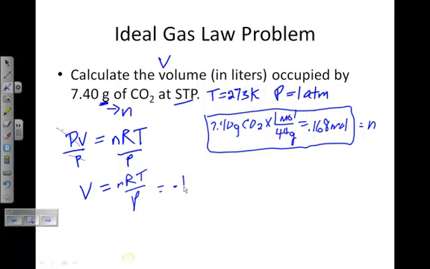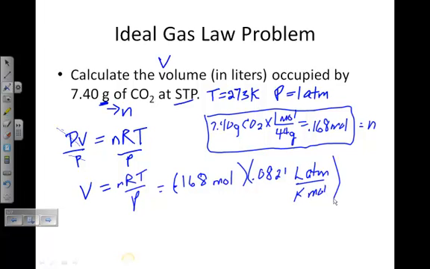And so I'm going to substitute it in right here. I'm going to use the R that allows me to cancel out the atmosphere unit. So that's going to be 0.0821 liter atmosphere per Kelvin mole. And T is 273 Kelvin. Now, make a big old division line there. Okay. Over P, and so P is 1 atmosphere pressure.